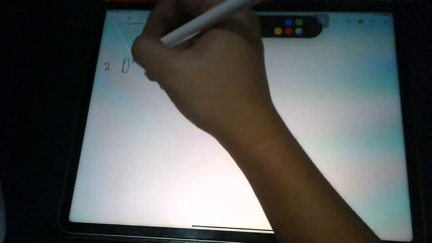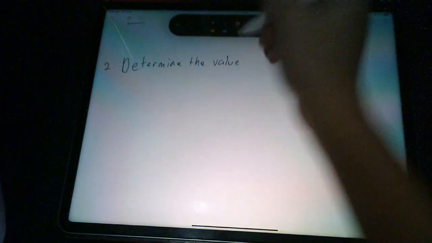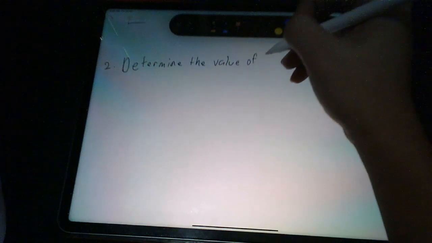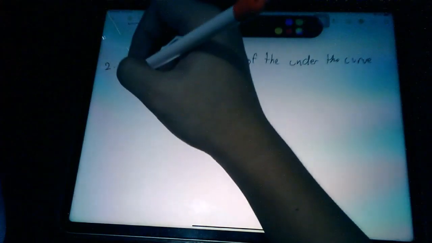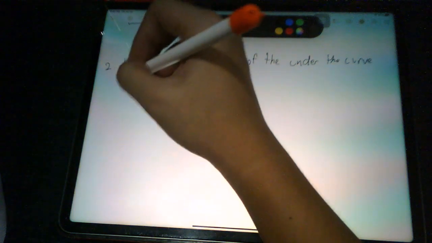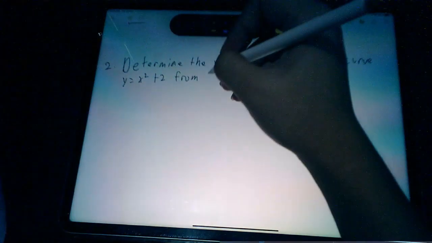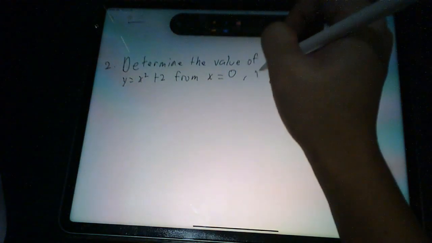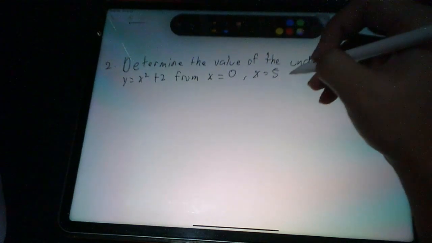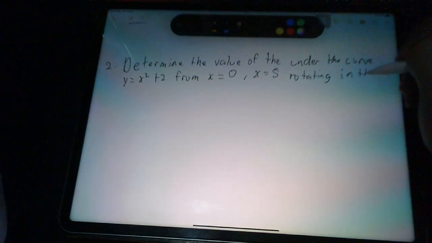Let's say, determine the value of the area under the curve y equals x squared plus 2 from x equals 0 to x equals 5, rotating in the x-axis.